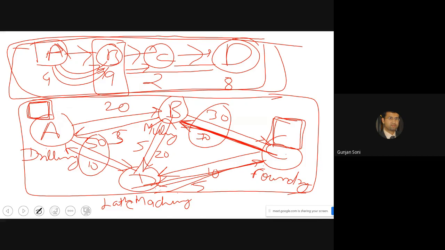Now, if we talk about technical considerations over here, how can I ease this process? Anyone? How can this process be eased?